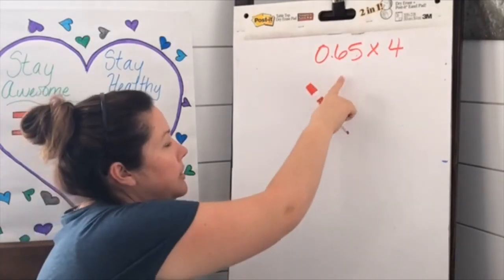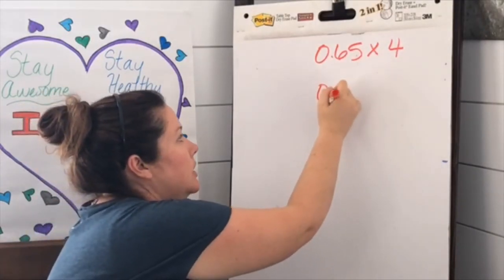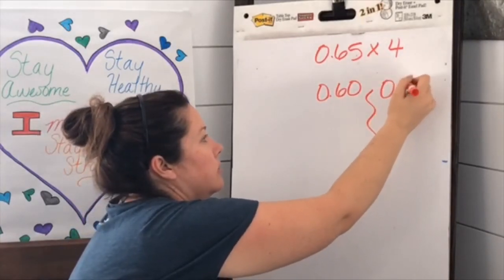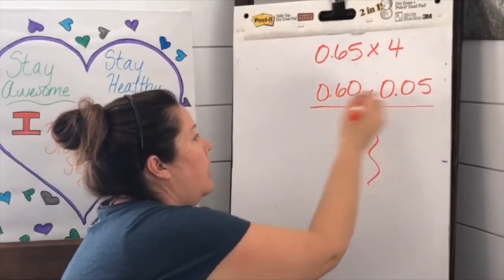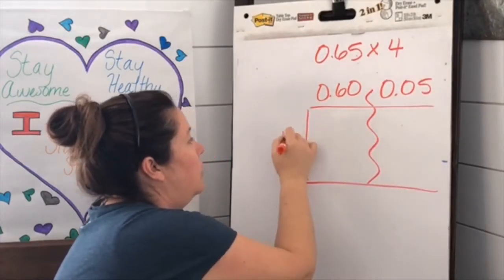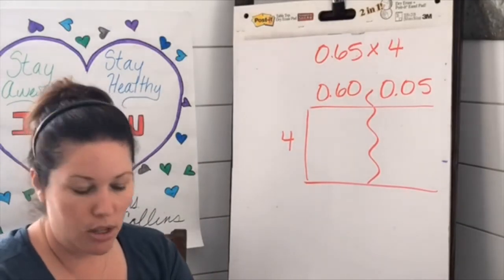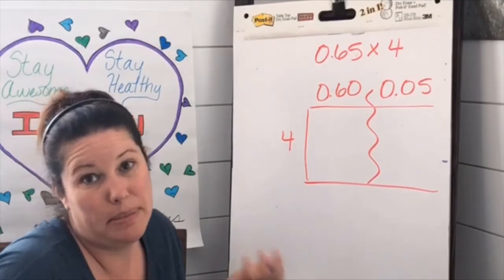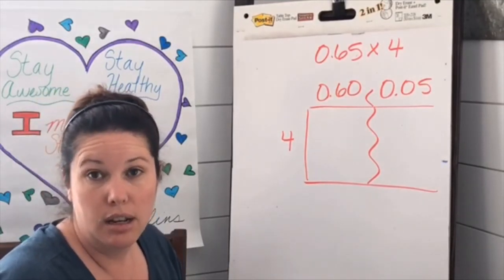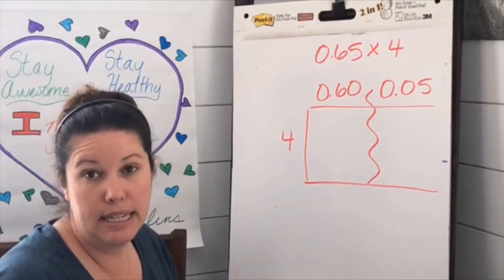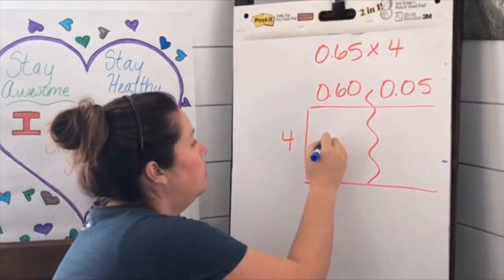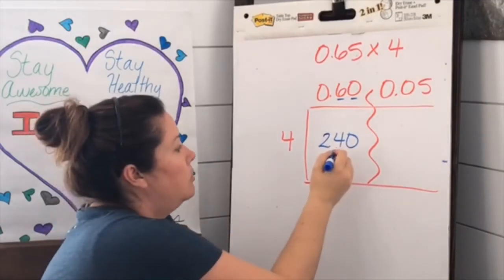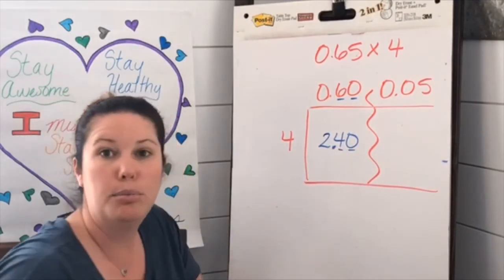So I'm going to break up 65 cents. So I'm going to do 60 cents, and then I'm going to do 5 cents. And then I'm going to times that by 4. Okay? So let's do 4 times 60 first. What's 4 times 60? 4 times 6. Do you know what 4 times 6 is? 24, right? And then times 60 means it would be 240. There's 2 spaces after that decimal, so I'm going to do 2 spaces after this one and put my decimal point right there.